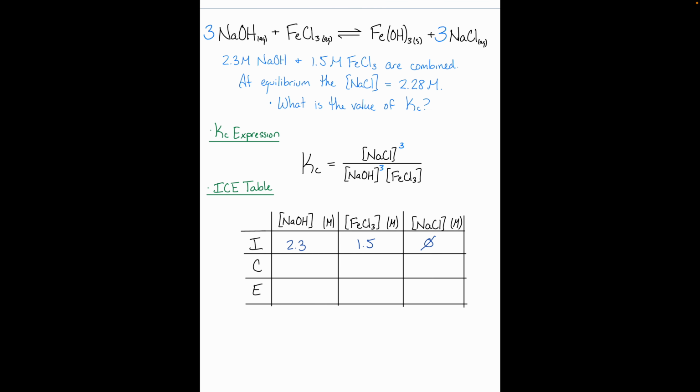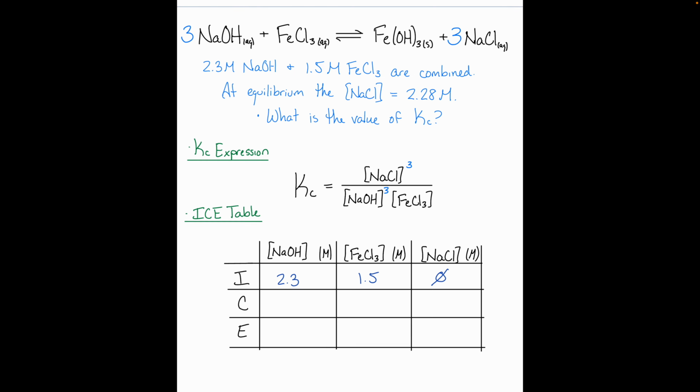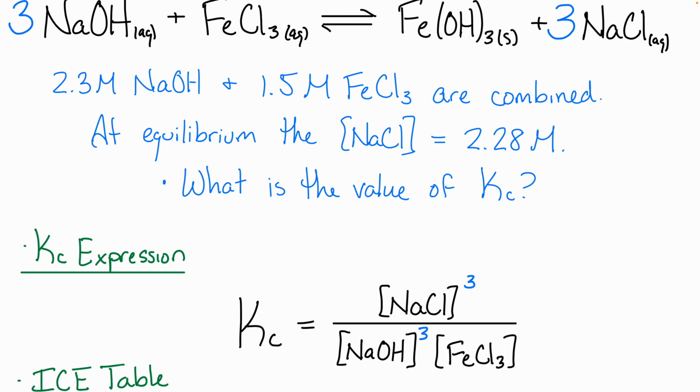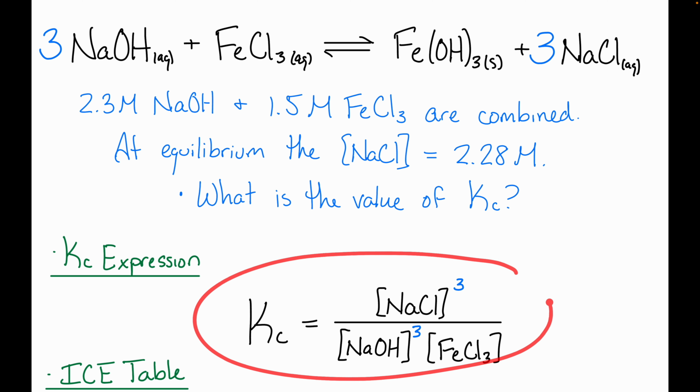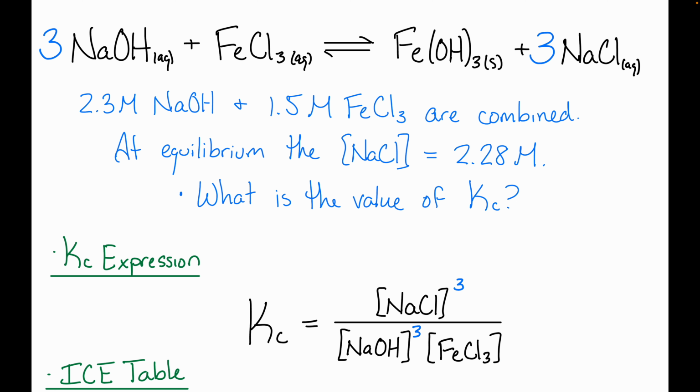All right, so let's do this. So I built my, well, I guess first I balanced my chemical equation, and then I built my equilibrium expression here by putting products over reactants, but omitting that iron 3 hydroxide because it's a solid. Products over reactants, my coefficients are exponents. All right, so here's my Kc expression.